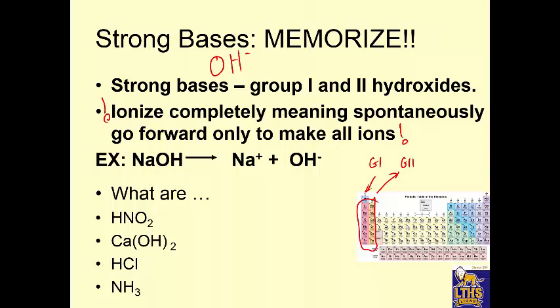So this is group 1, sodium, with hydroxide, and then it breaks up totally into sodium ions and hydroxide ions. Alright, so let's look at this. HNO2. Hello, I'm an acid. But wait, it is not one of the 6 strong ones, so this is a weak acid. How do I know? Well, I know it's an acid because it starts with H, and I know it's not one of the 6, so it must be weak. We'll talk about what weak means in a second.